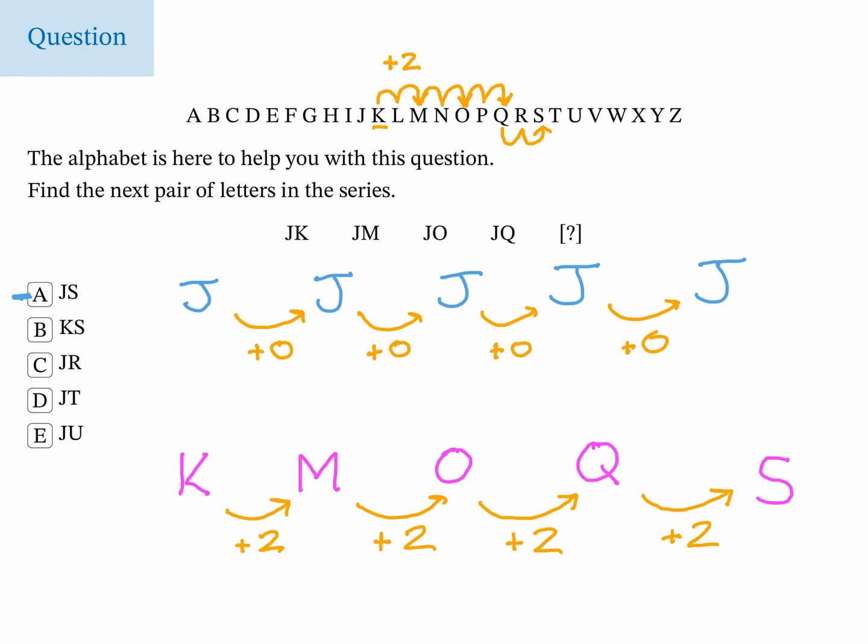And so if we combine these 2 letters together, we get the next pair of letters in the series as being JS, which is answer option A. So well done to everyone who got that right. Fantastic. So you really seem to understand this type of question and to be able to spot the pattern and then apply it to find the next pair of letters in the series.